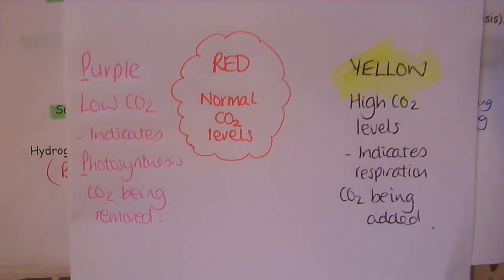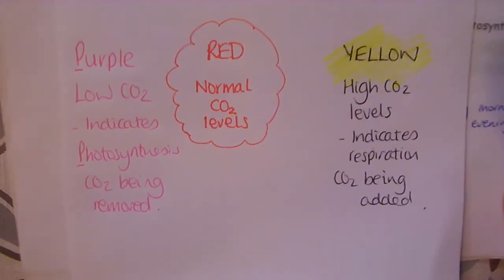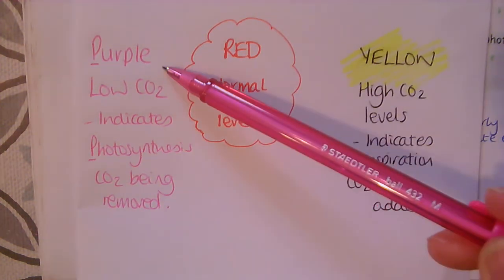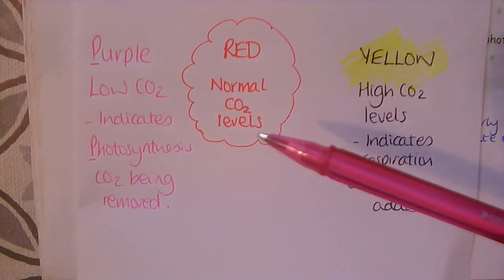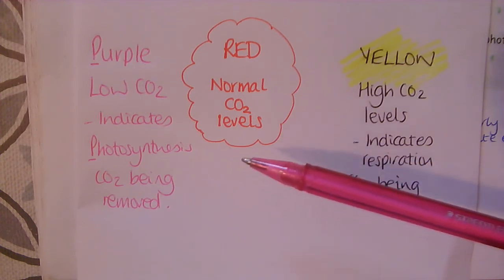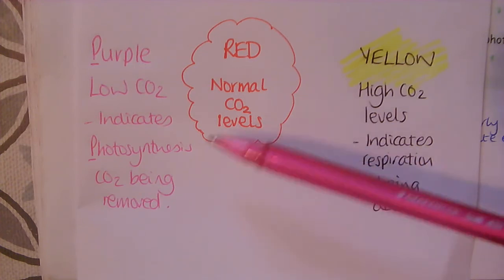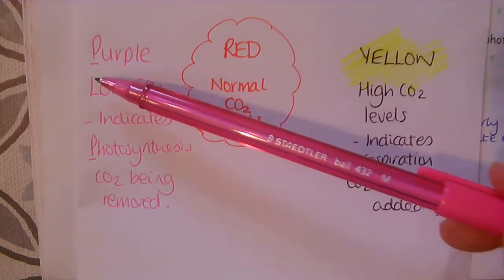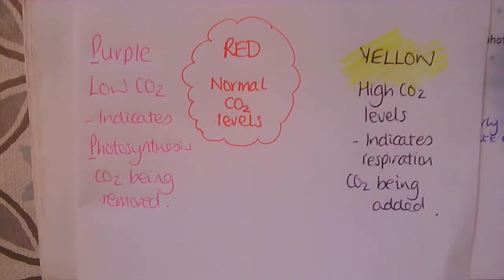Now, bicarbonate indicator can also tell us about low levels of carbon dioxide. If your indicator turns purple, that tells you that the levels of carbon dioxide are low, that carbon dioxide is being removed. And what process removes carbon dioxide but photosynthesis? So I tend to remember P for purple, P for photosynthesis. If the indicator has turned purple, that tells us that there's photosynthesis going on.